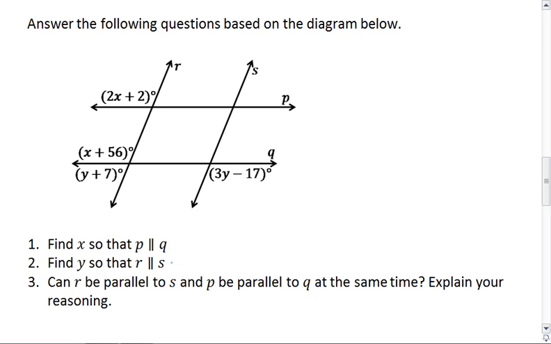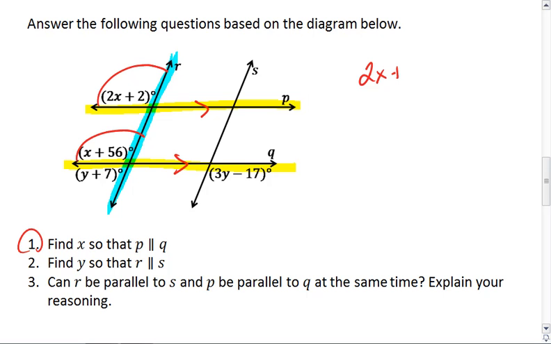Alright, first things first, we want to find x so that P is parallel to Q. So P and Q are our parallel lines, and we're focused on x, which means we'll look at transversal R. This means angle 2x plus 2 and x plus 56 are corresponding angles, and their measures must be equal.